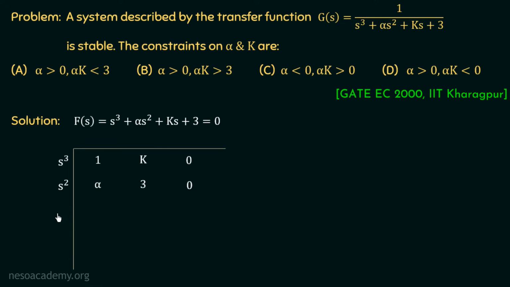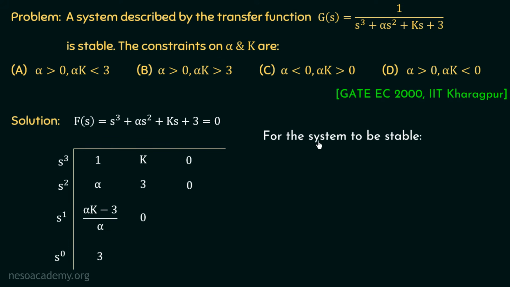Now moving on to the next row, which is the row of s power 1. The first term will be alpha multiplied with k minus 1 multiplied with 3, over alpha. So it will be (alpha k minus 3) over alpha. And the next term will be alpha multiplied with 0 minus 1 multiplied with 0, over alpha. If we solve this, we will have this term as 0. Moving on to the last row, we know that the term in the last row is the constant term in the characteristic equation. So it will be equal to 3. So the first term of the last row will be equal to 3. So this is the Routh array for this characteristic equation.